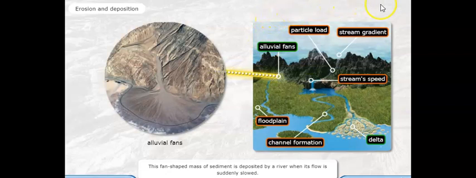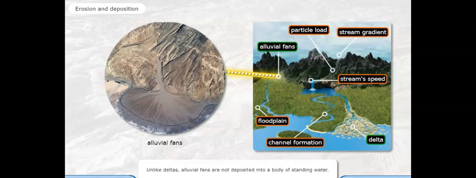This fan-shaped mass of sediment is deposited by a river when its flow is suddenly slowed. Alluvial fans typically form where a river pours out from a steep gradient onto a flat plain. Unlike deltas, alluvial fans are not deposited into a body of standing water.